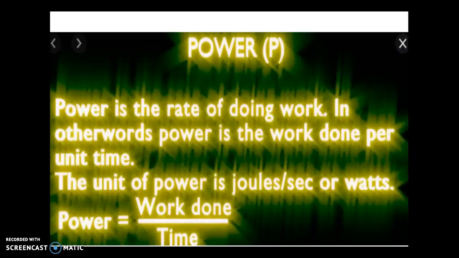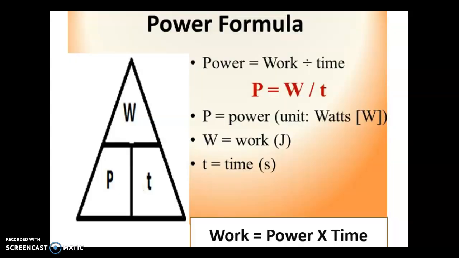The unit of the power is watts, the unit of the work is joules, and the unit of the time is seconds. This is the equation of the power: power equals work divided by time. The unit of power is watts, the unit of work is joules, and the unit of time is seconds. Here we have another equation for the work: work equals power multiplied by time. So as we know, work has two equations. The first one, work equals force multiplied by distance. The second one, work equals power multiplied by time.